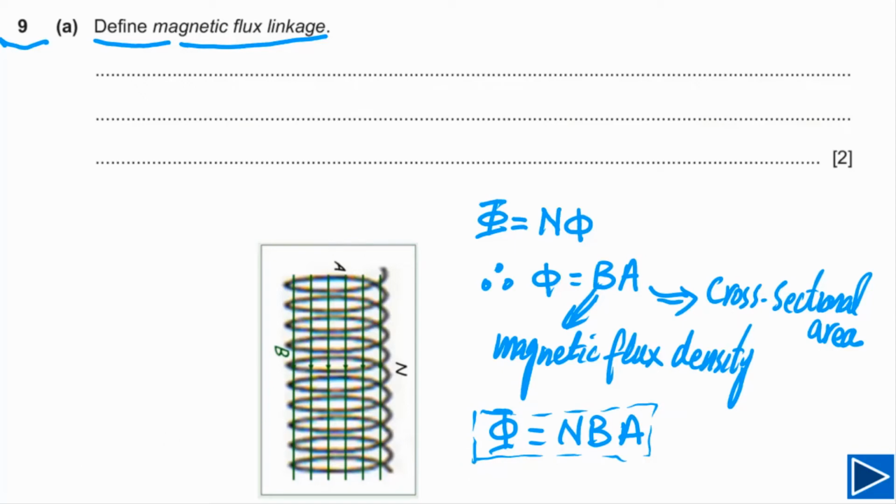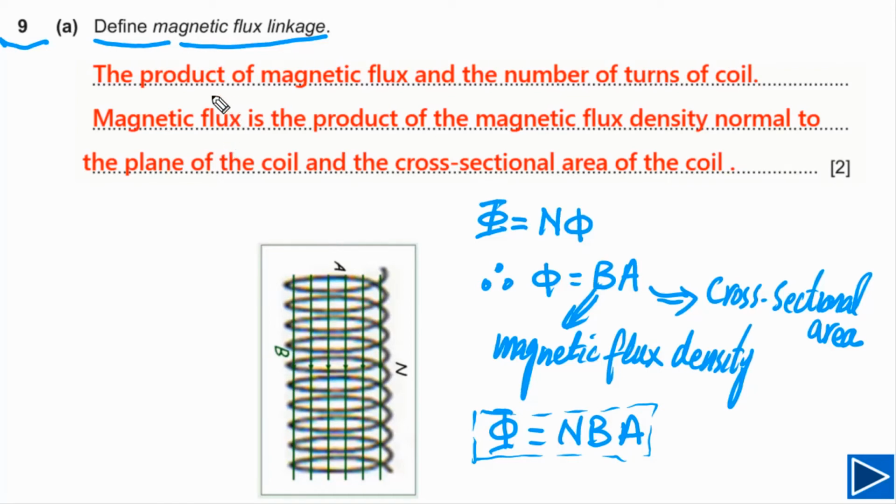Now let me show you how you can write down the answer for this question. For the first part, we have said the product of magnetic flux and the number of turns of the coil. So we have defined this one. Magnetic flux linkage is equal to N times magnetic flux. In the second part, we have defined what is magnetic flux.